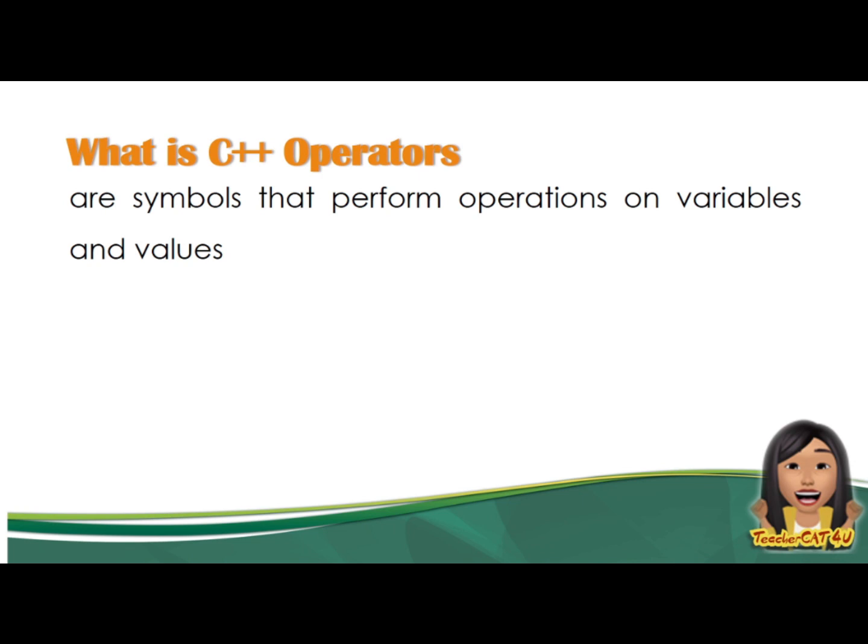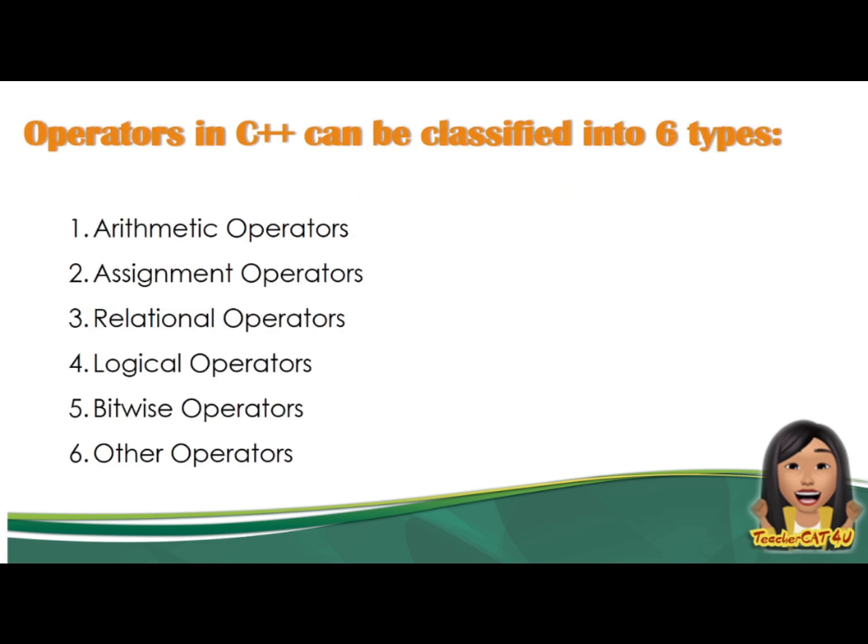So when we say C++ operators, yun yung mga symbol na nagpe-perform ng certain operations sa mga variables and values. Then we have here now the operators in C++ can be classified into 6 types. So una is si arithmetic operators, assignment operators, relational operators, logical operators, bitwise operators, and other operators ng C++.